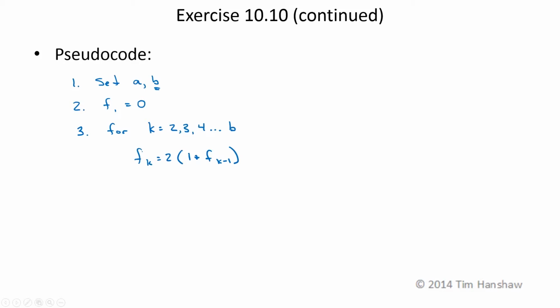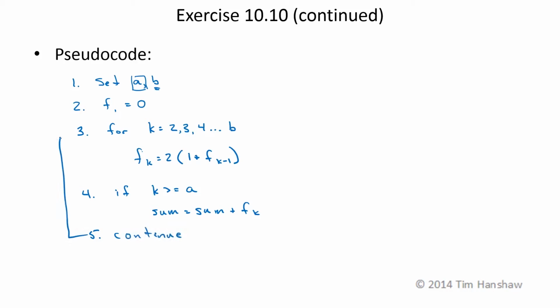Now I need to make a decision in order to decide where to start adding things up. I started adding when k got to be equal to a. So if k is greater than or equal to a, I start keeping track of a summation. I'll set a value sum equal to sum, the previous value, plus whatever f sub k is. Then I'll continue to the next element. Go back up to here.